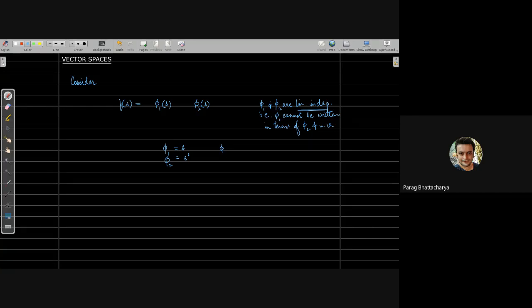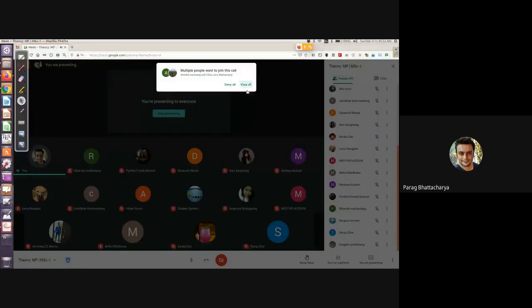Can I write something like this: phi2 is equal to some constant k into phi1? Not possible, right? So if you cannot write it like this, that means they are linearly independent. This is the meaning of linear independence. Two functions are linearly independent if one cannot be written in terms of the other and vice versa. So here we are assuming that phi1 and phi2 are linearly independent.